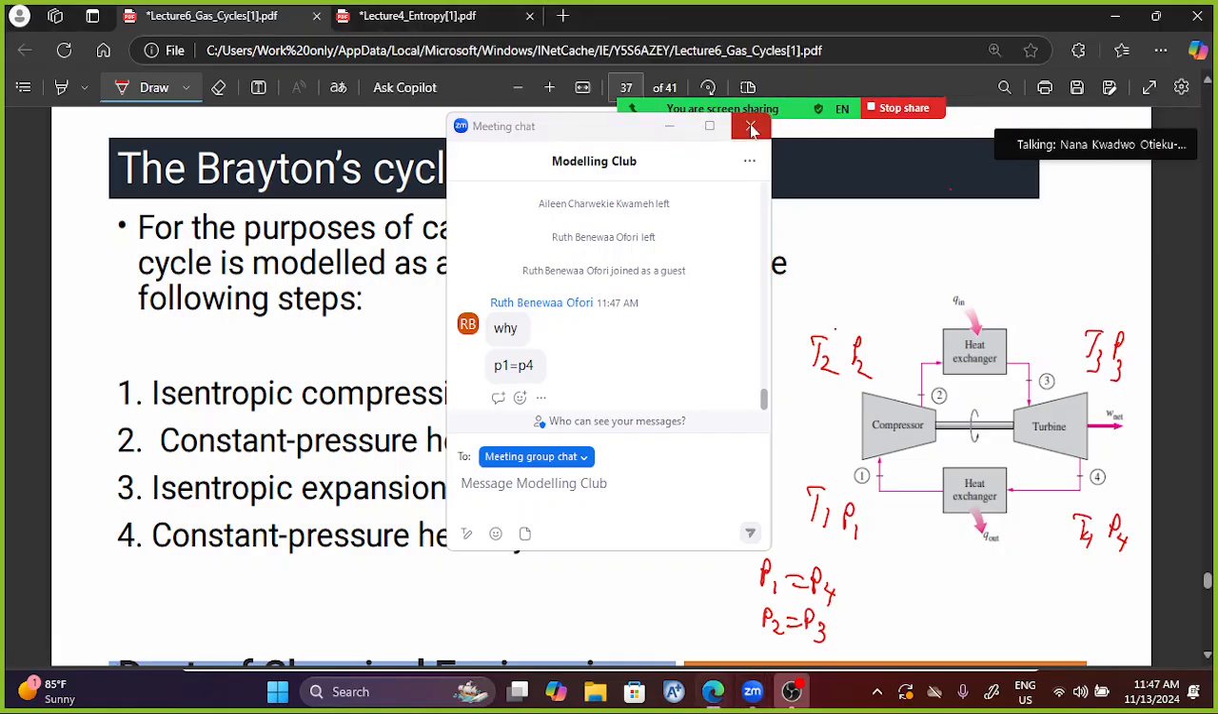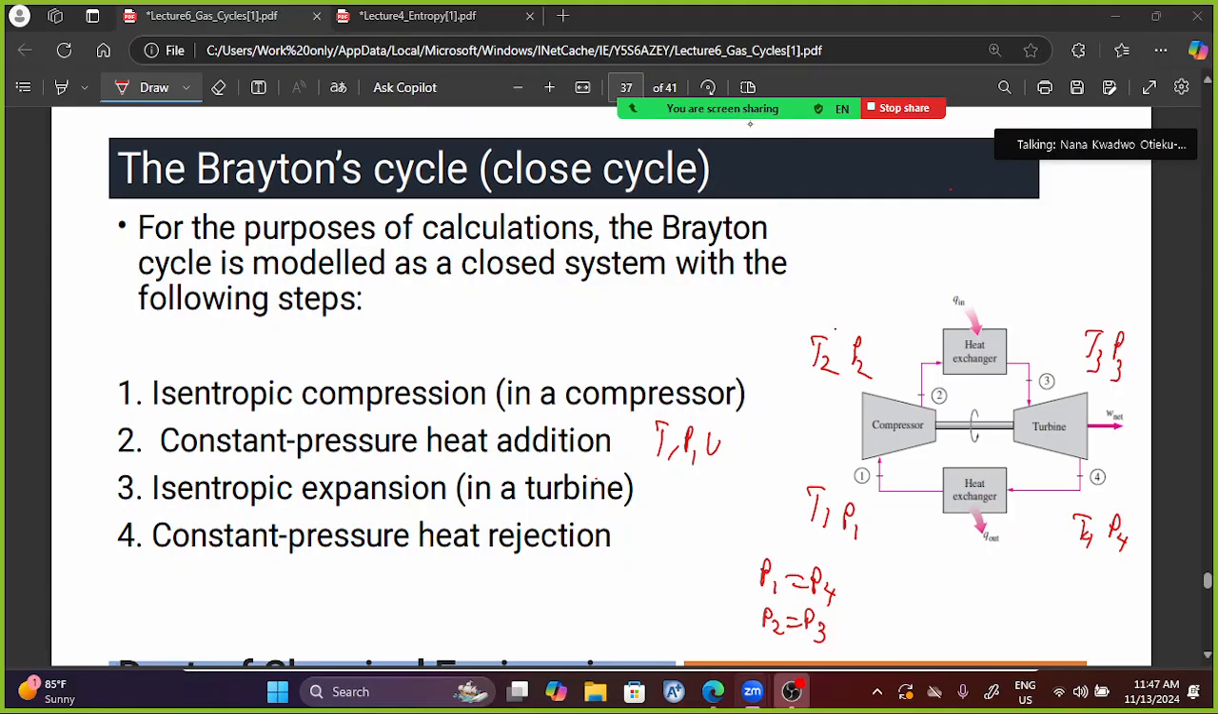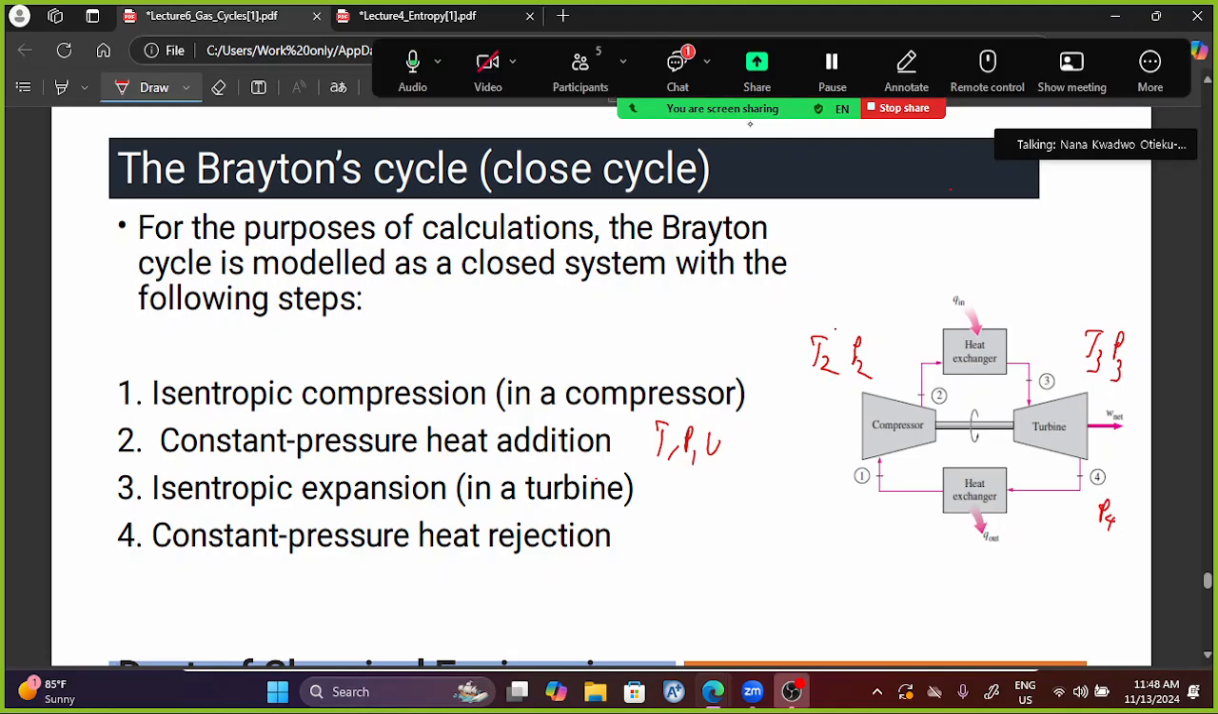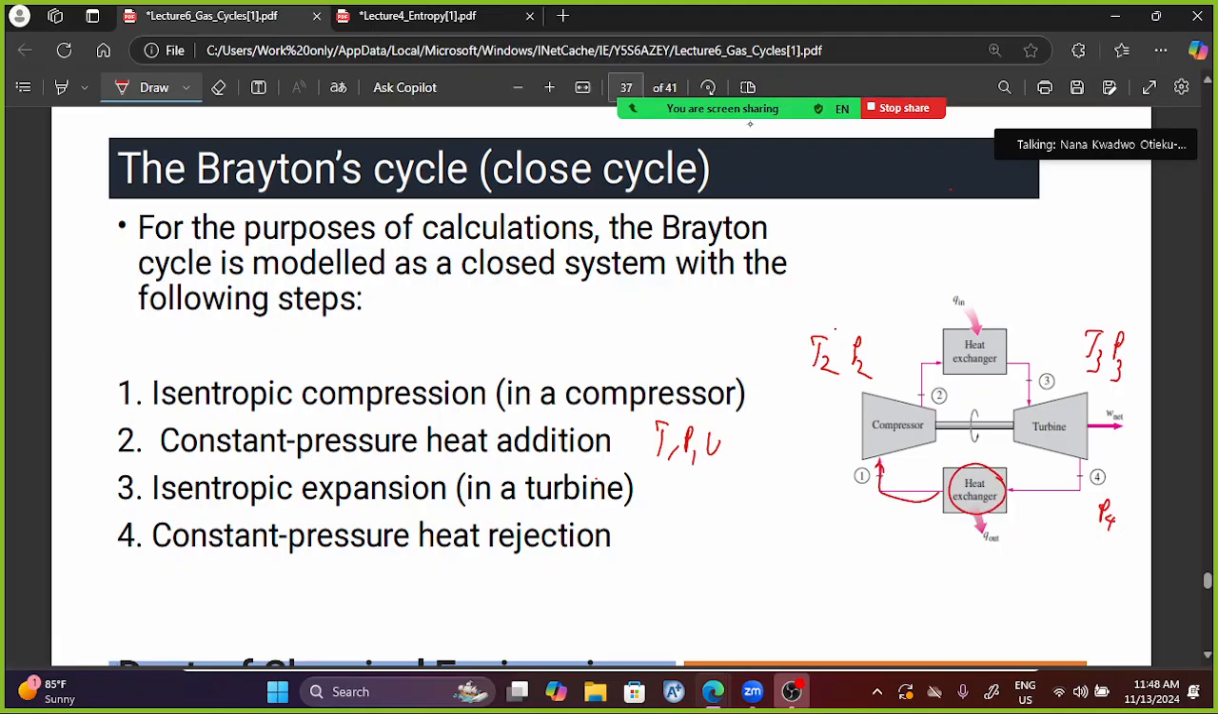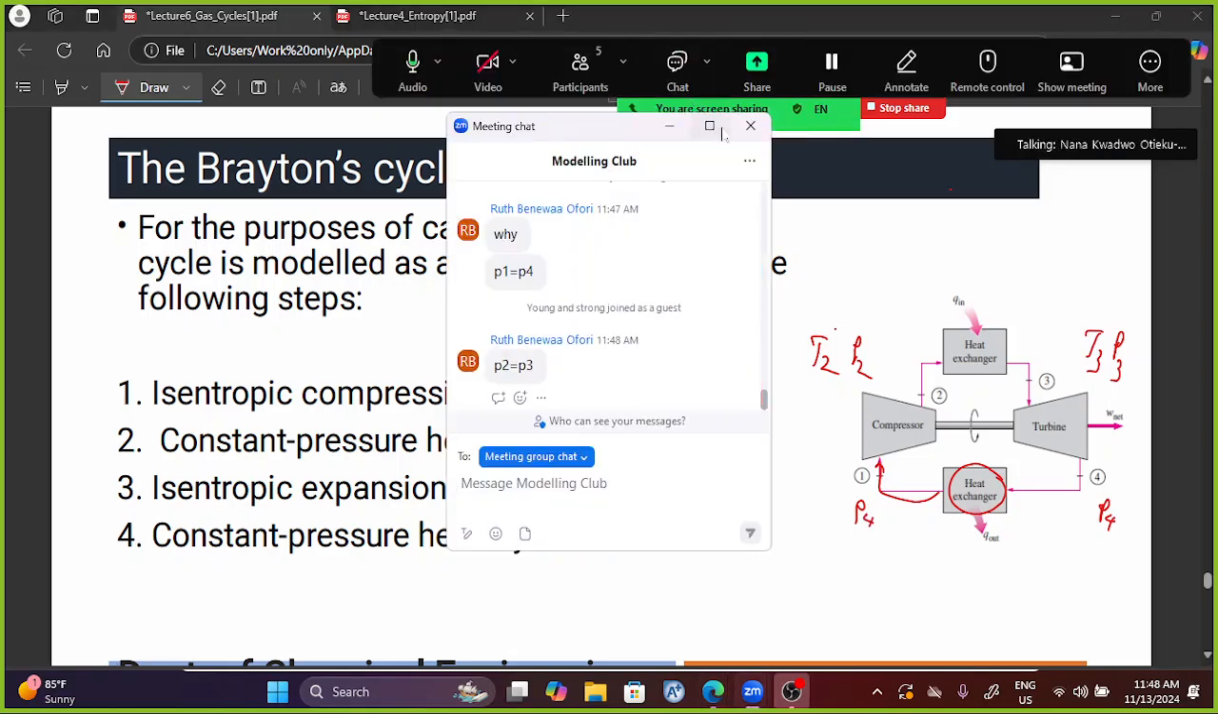Okay, so let me do it this way. Whatever is leaving the turbine is leaving at a certain pressure. That's P4, right? And what happens is that it's going to move through this heat exchanger, but the pressure is not going to drop. And then it comes back to this point. So imagine that this side is at P4. It moves to another unit, nothing happens to the pressure, and it comes back here. So it means that before it enters the compressor, it will also be at that same pressure. So that's why P1 is equal to P4.